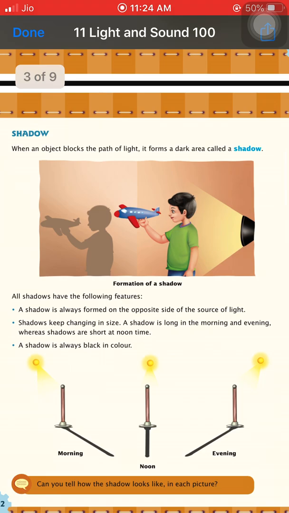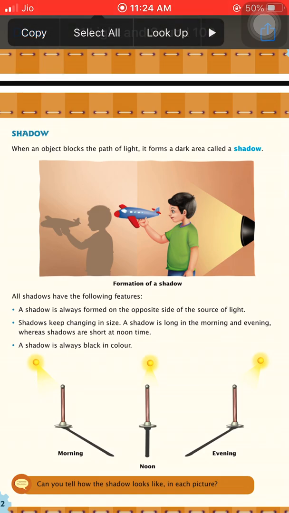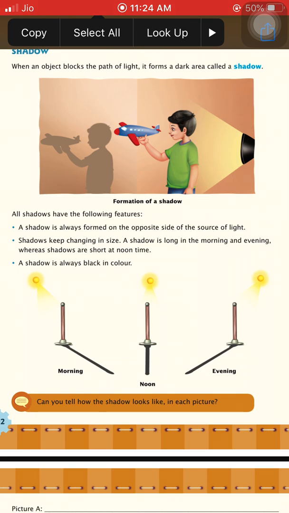Now we read some features of a shadow. The first one is that a shadow is always formed on the opposite side of the source of light. As given in these three pictures, the source of light is the sun, so a shadow is always formed on the opposite side of the sun. In the morning, the shadow is present on the left side of the object, meaning the source of light is at the right side of the figure, and the shadow is formed opposite to the sun.